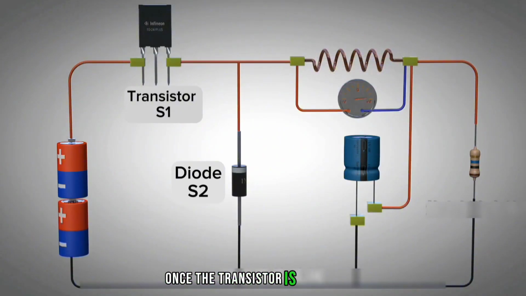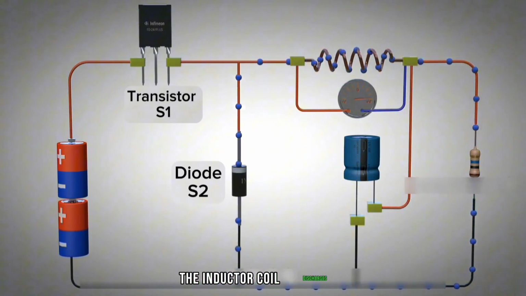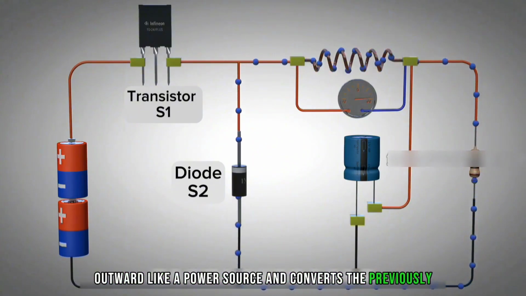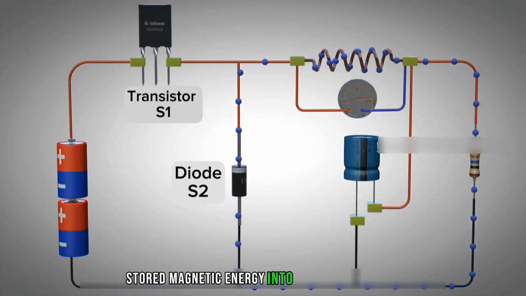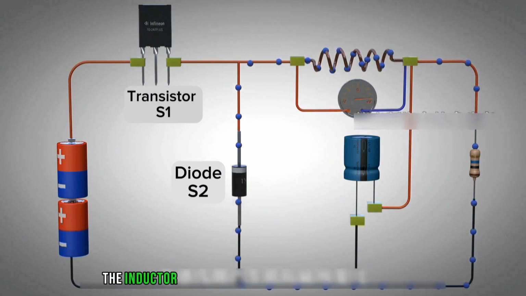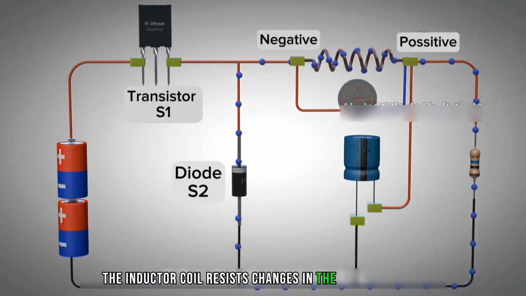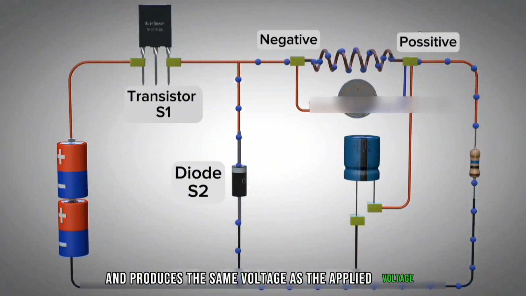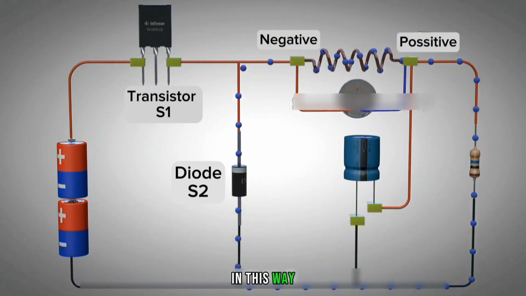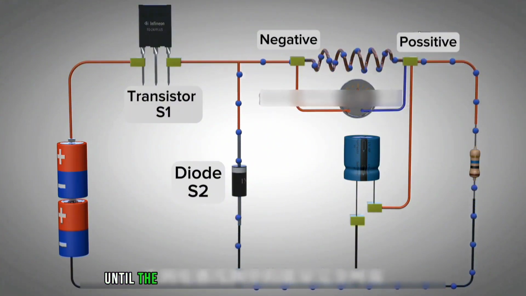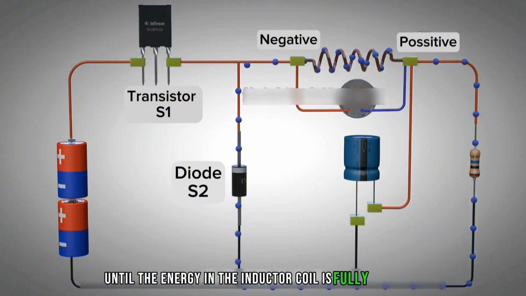Once the transistor is turned off, the inductor coil discharges outward like a power source and converts the previously stored magnetic energy into electrical energy. According to Lenz's law, the inductor coil resists changes in the magnetic field and produces a voltage in the same direction as the applied voltage. In this way, the diode is forward biased and begins to conduct until the energy in the inductor coil is fully released.